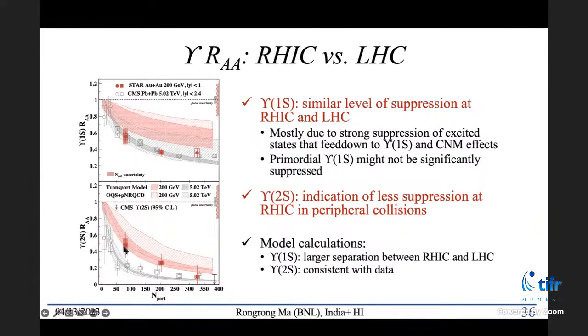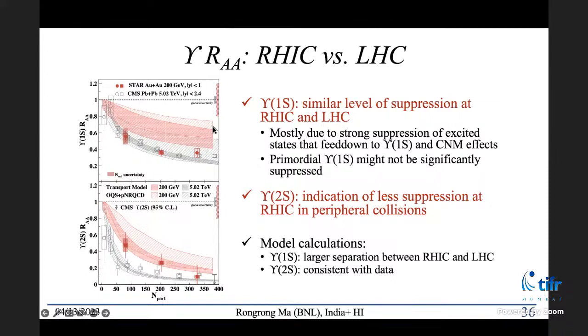And if you also compare the Upsilon 2S, the STAR measurement is red and the CMS measurement is black here. There seems to be a little bit of a hint in semi-central collisions that STAR is less suppressed compared to the LHC. Again, I think here the precision is not good enough. We can only see this as a hint.